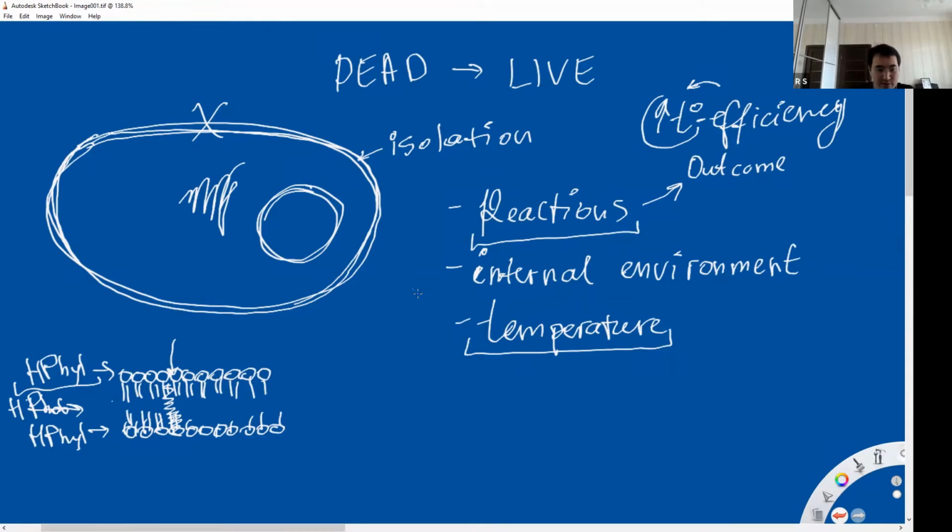Also, we have proteins that make up the channels or receptors.